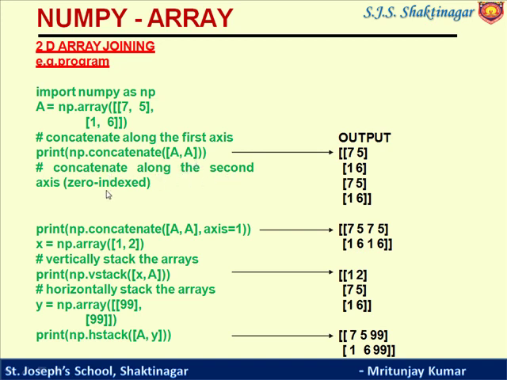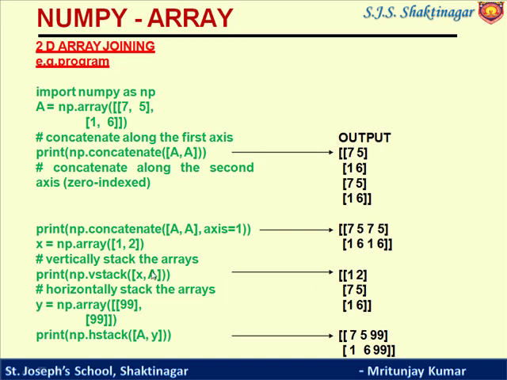Now concatenate along the second axis. This is the first axis. Now we will continue with the second axis. For the second axis we will write print np.concatenate a comma axis equals 1. So how it will be printed? It will be printed like this: 7 5, again 7 5, 1 6 1 6. This is along axis 1. You remember we have seen axis 0 and axis 1.